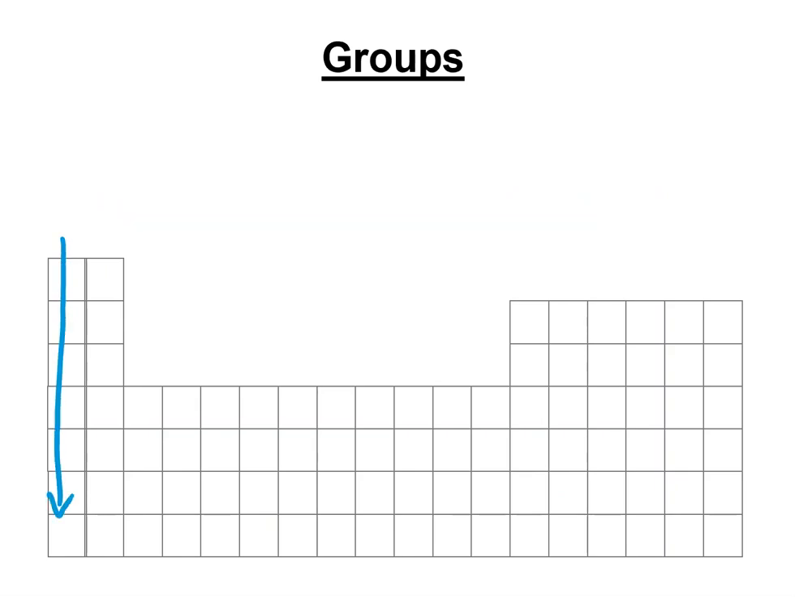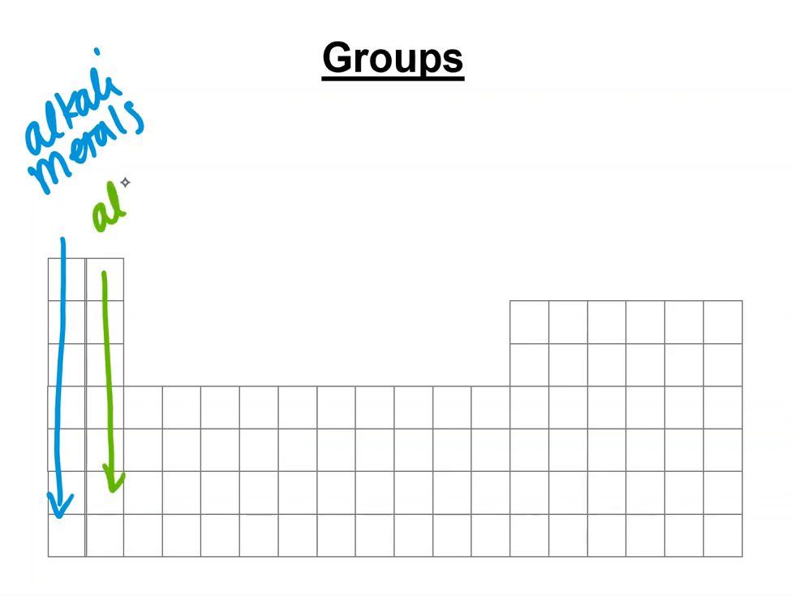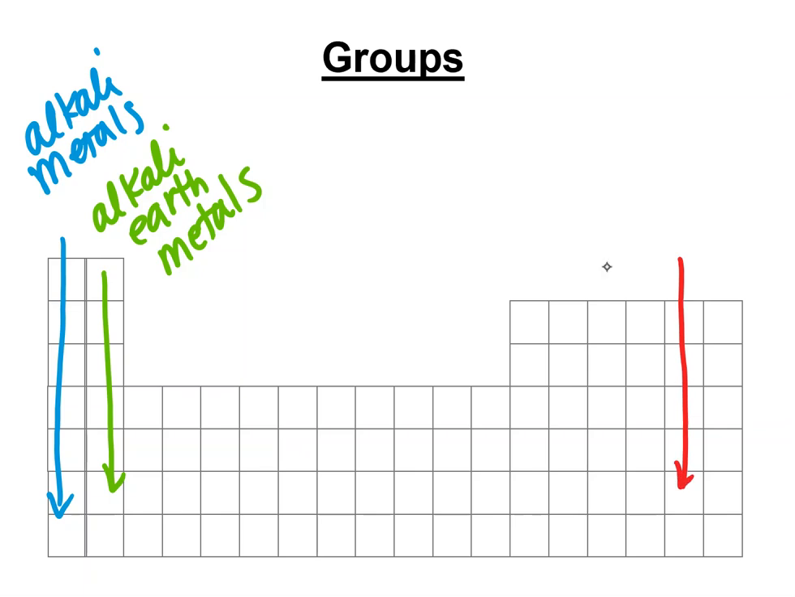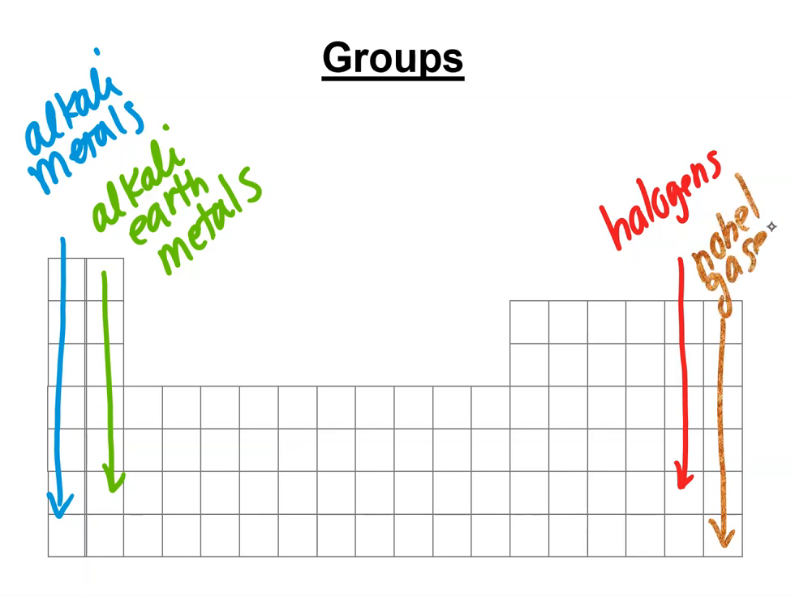This first column, those are the alkali metals. Next door, we have the alkaline earth metals. Over here, we know these are the halogens. And then, of course, here I saved gold because they think they're special. These are the noble gases.